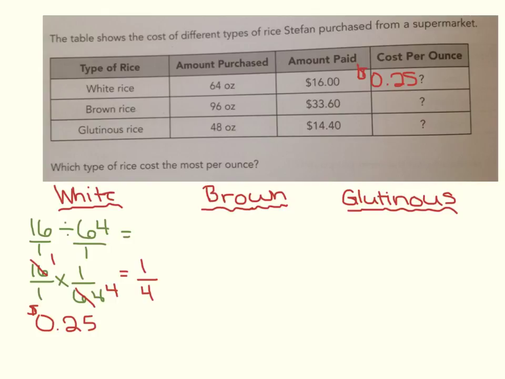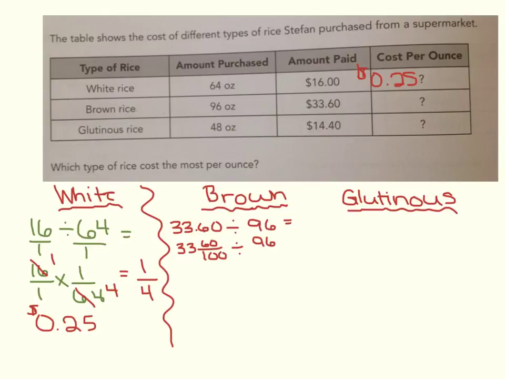Now let's work on brown rice. Brown rice was $33.60 divided by the 96 ounces purchased. That's 33 and 60 hundredths divided by 96 over 1. Keep the first fraction. Flip the second fraction, change to multiplication. We want to cross simplify. And we can actually divide by 96.